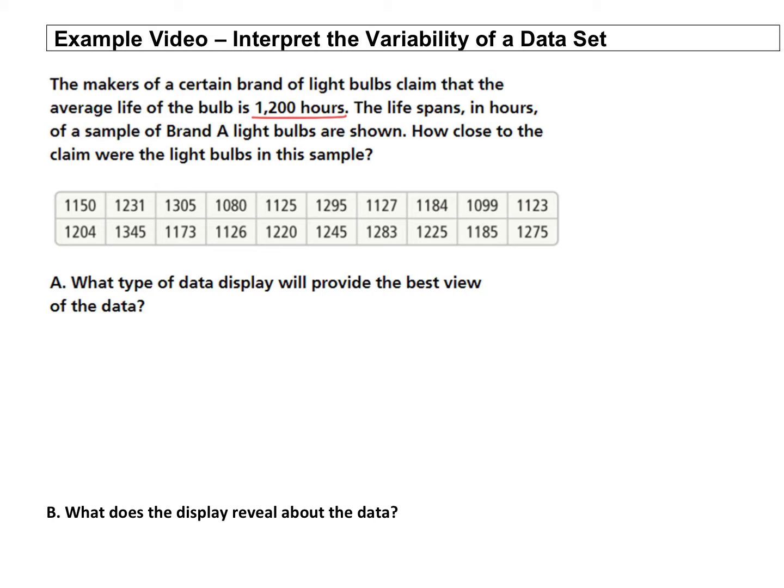Because the numbers in the data set spanned a large range of numbers, I guess we didn't even look at the smallest to the biggest, but these are big numbers. We're in the thousands here. A histogram is going to be a good way to understand how the numbers relate to the claimed average. So let's go ahead and put together a histogram.